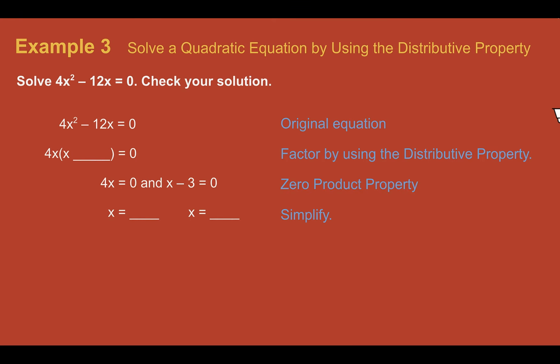Example 3. Solve a quadratic equation by using the distributive property. Solve 4x squared minus 12x equals 0. Check your solution. So we have 4x squared minus 12x equals 0. For the distributive property, we are trying to factor out the greatest common factor.